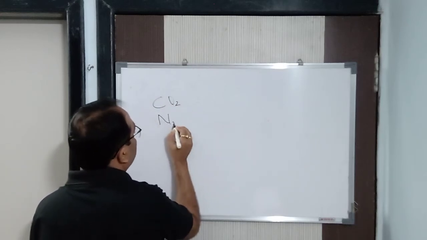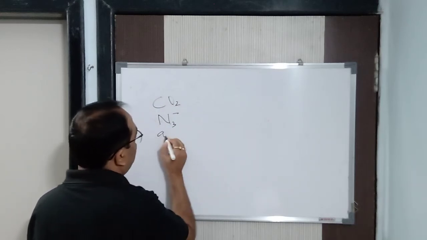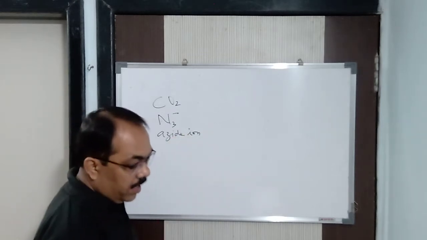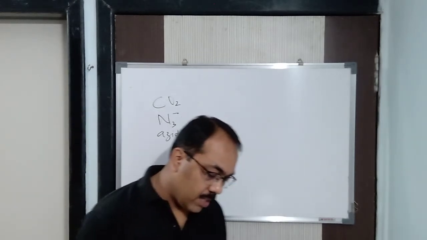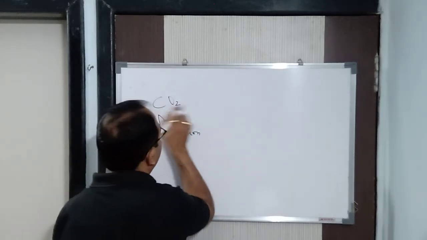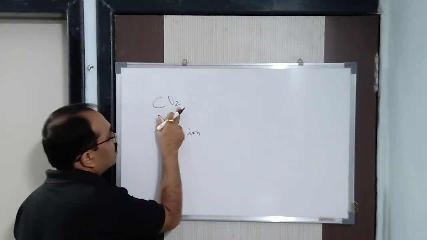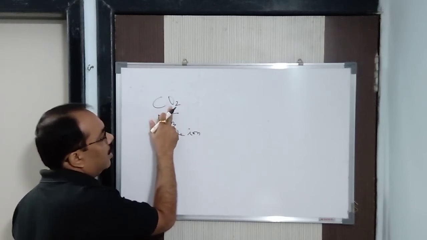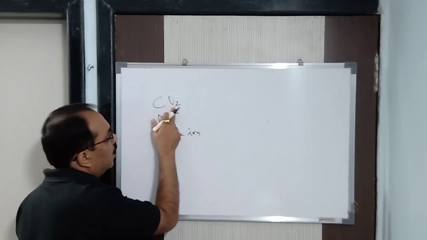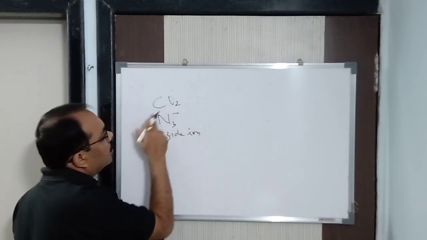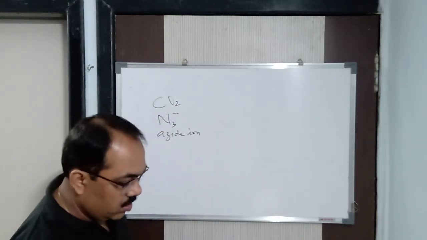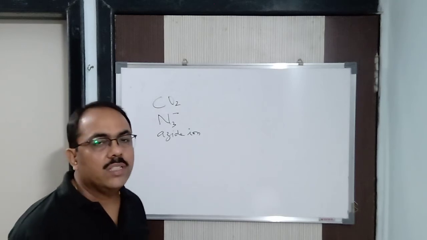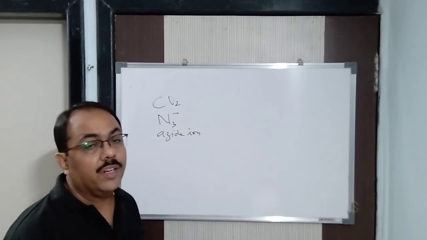CO2 and N3 minus. This is known as azide ion. Now, these three have the number of electrons counted. Carbon is 6, oxygen has atomic number 8, so 2 times 8 is 16. Here carbon is 6, so 16 plus 6 comes to be nothing but 22.